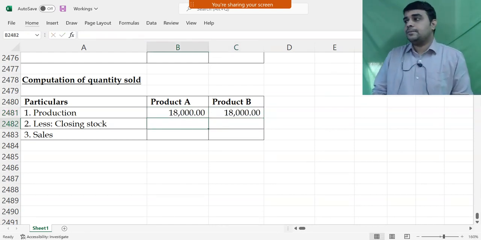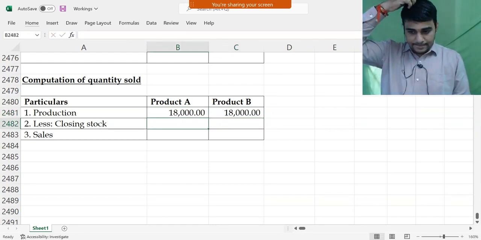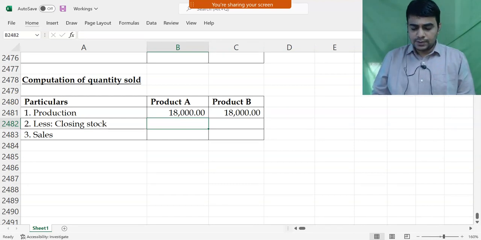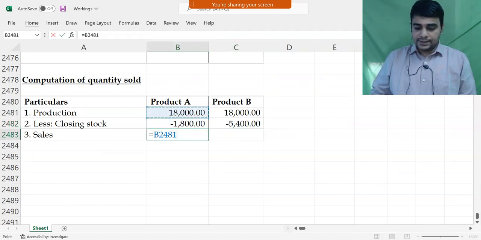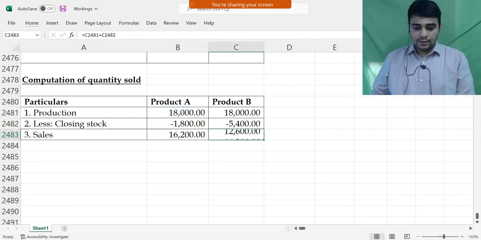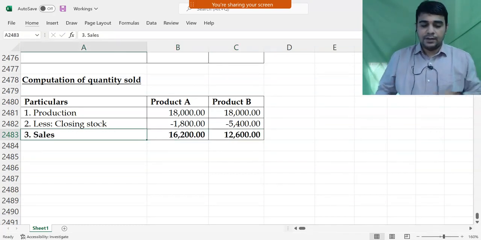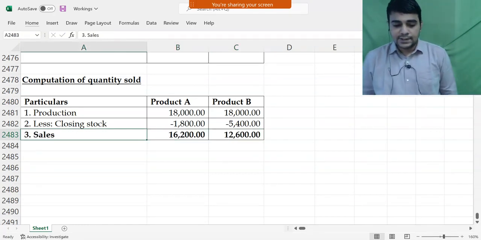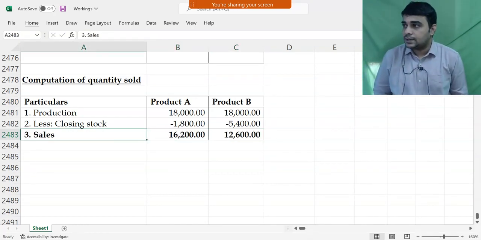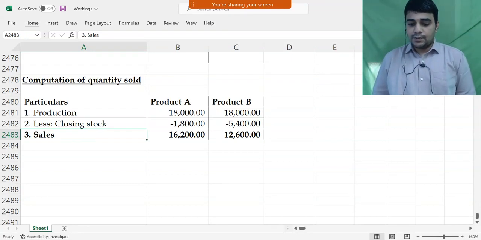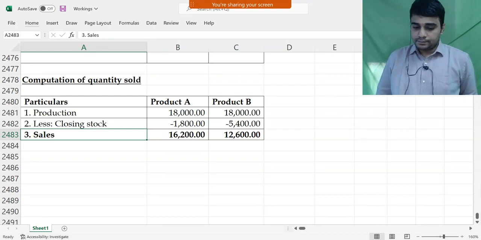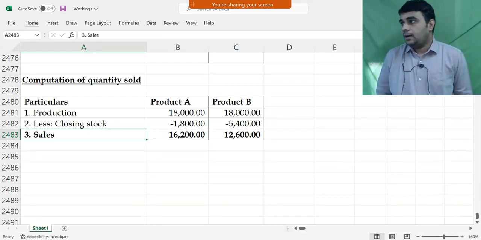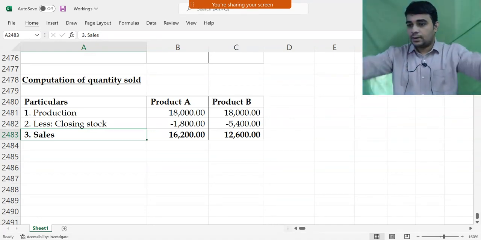18,000 is production. How much is the closing stock? 5,000. So the sales done by the company is 16,200 and 12,600. This is the quantity sold. Any doubts on this? Clear?